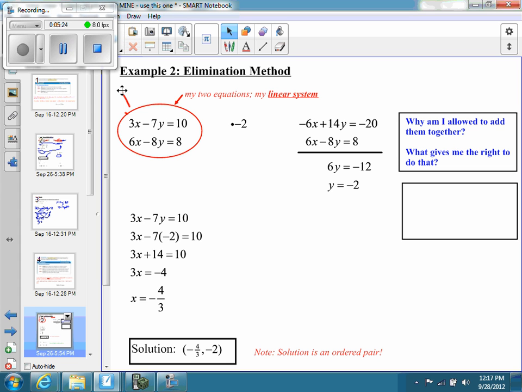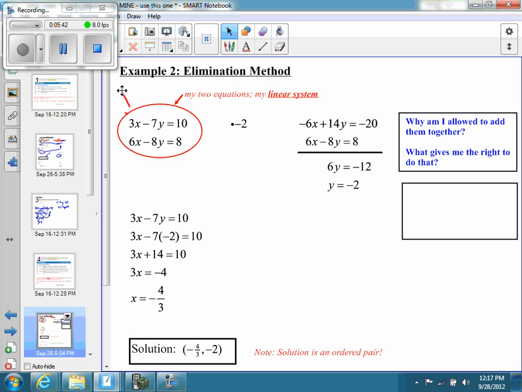So you said why you add them? Yeah. Why am I able to add them together to get rid of that x? Because they have like terms, don't they? Like terms, but so what? Just because something has like terms doesn't give me the right to add it together.